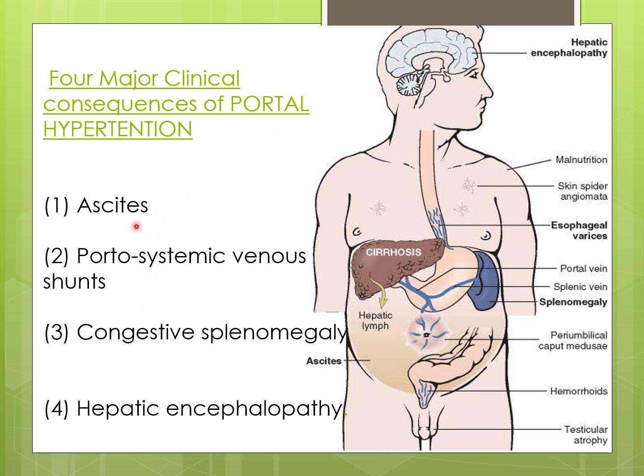One is ascites. Ascites, collection of fluid in the peritoneal cavity, occurs due to portal hypertension and also due to hypoalbuminemia. Then, portosystemic venous shunts. As I told you, there are three shunts. So if there's portal hypertension, there will be esophageal varices. The veins in the lower end of the esophagus get engorged, they increase in diameter, and they can rupture and cause hematemesis, vomiting of blood, and it's an acute emergency.